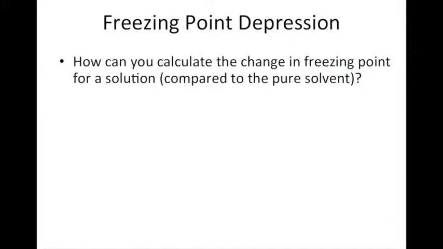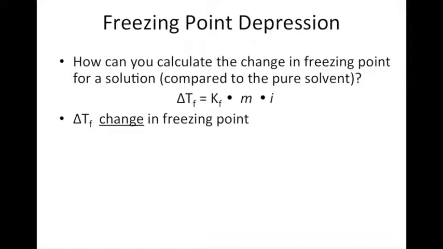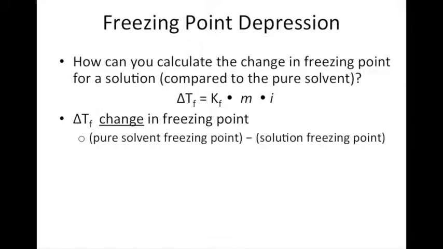How can we calculate the change in the freezing point for a solution compared to that of the pure solvent? Well, we can use this formula. In this formula, the delta TF is the change in the freezing point, and that's the freezing point of the pure solvent minus the freezing point of the solution.